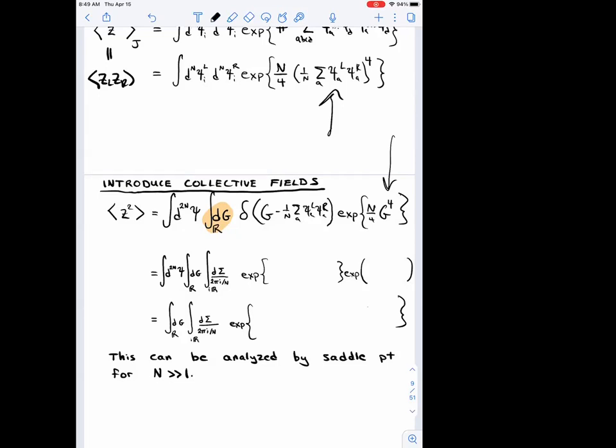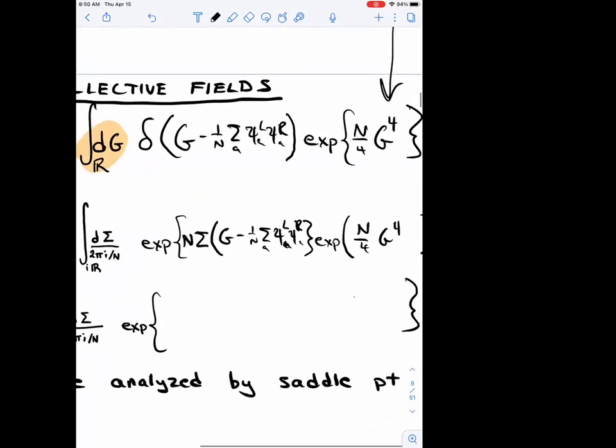Okay, so the second step in this trick is we write the delta function as an integral over some variable we call sigma. So in this step, all we did was we put an integral representation of the delta function. Sorry if this is a little bit too small to read, but we just put an integral representation of that delta function going from here to there.